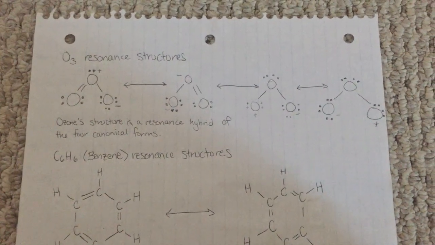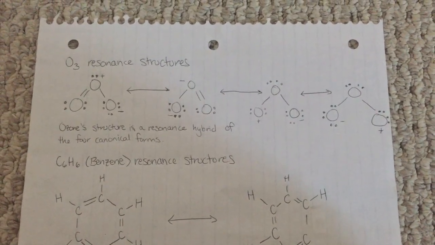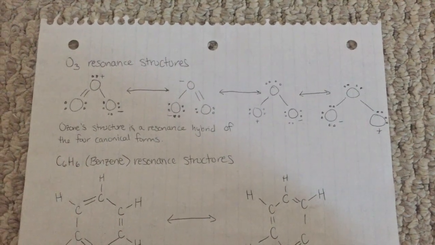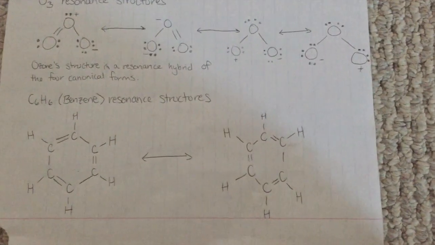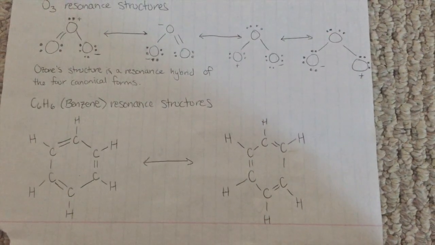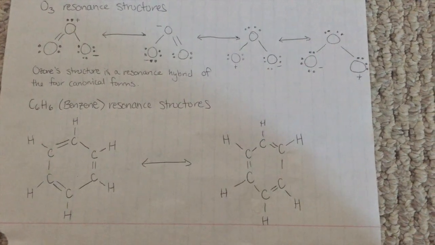Here we have the resonance structure for ozone, or O3. Ozone's structure is a resonance hybrid of the 4 canonical forms. Here we have benzene's resonance structures. Benzene's structure is a resonance hybrid of these 2 forms.